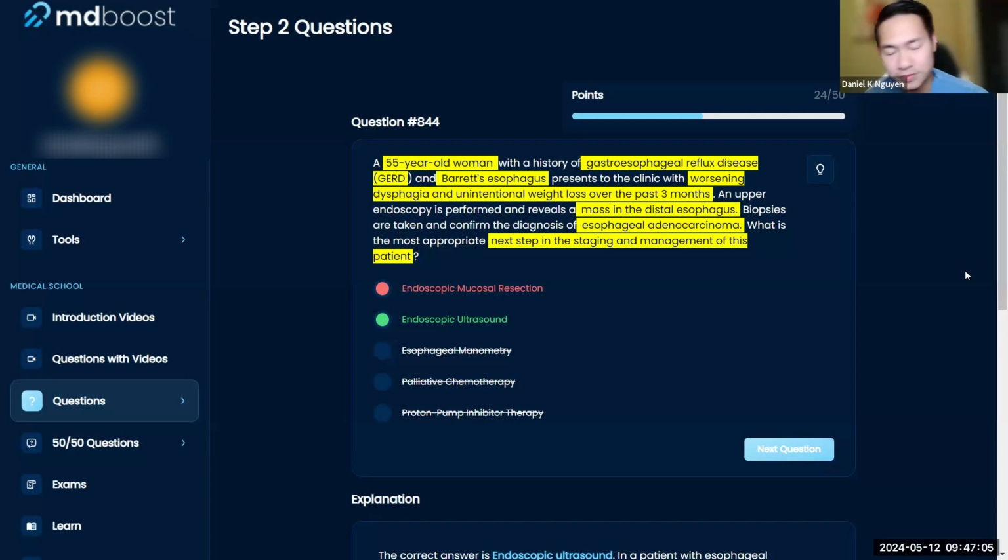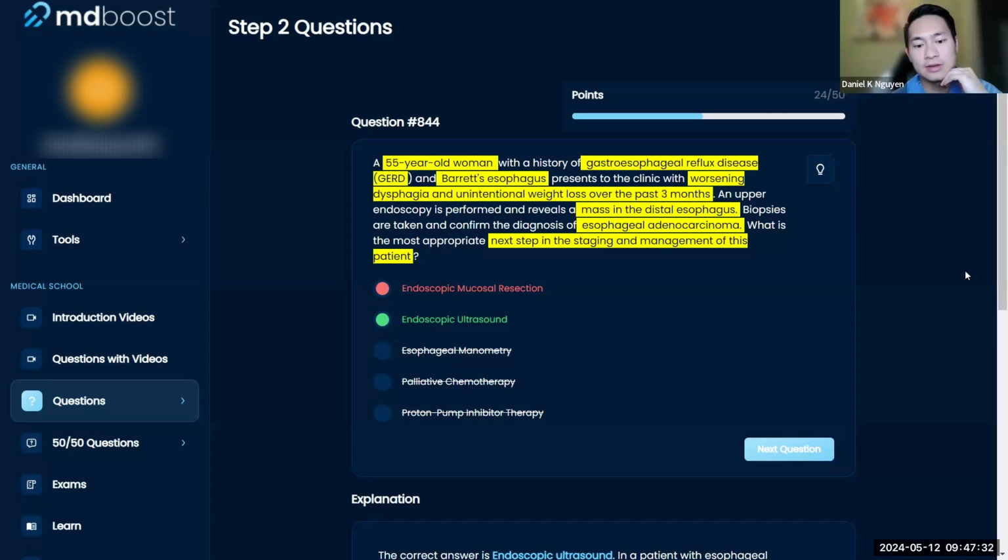So let's talk about cancer in general. Before you can manage anything, or think about management, you got to stage them correctly, right? So let's say you picked A, which is endoscopic mucosal resection. What do you think is the issue with A versus B? So you have a cancer that you've diagnosed with a biopsy, but do you know any of the TNM stage? No, you don't.